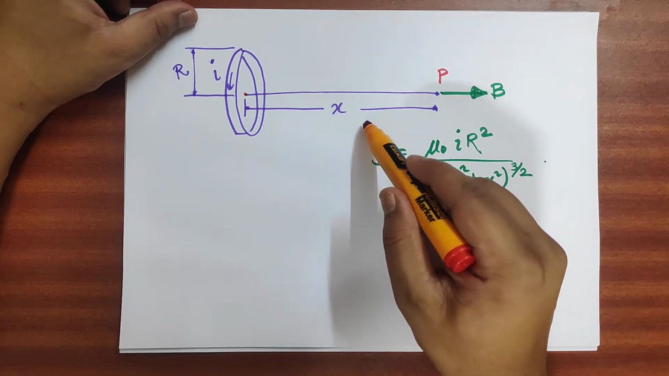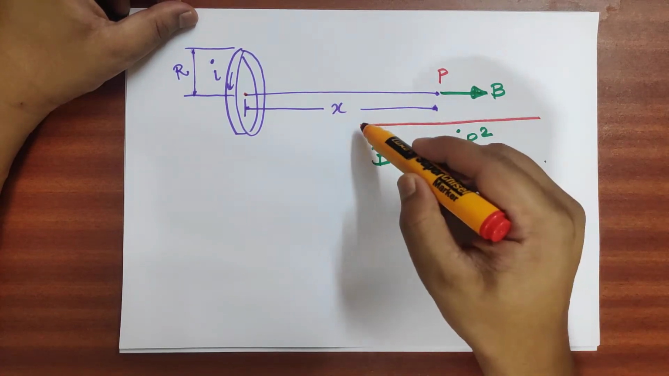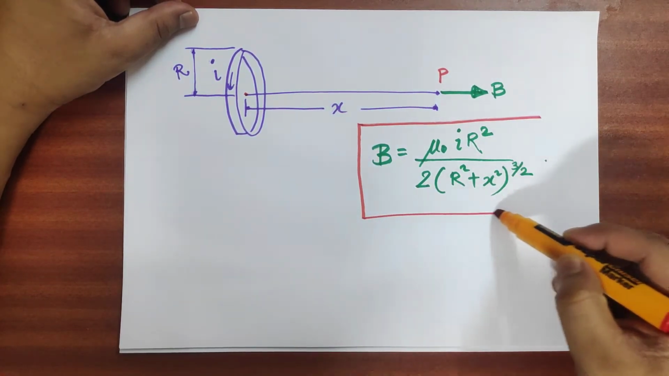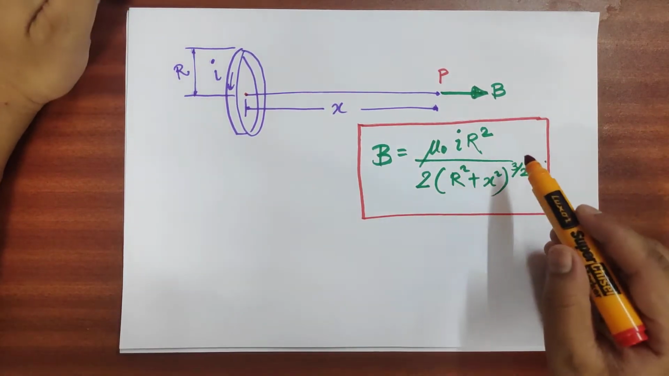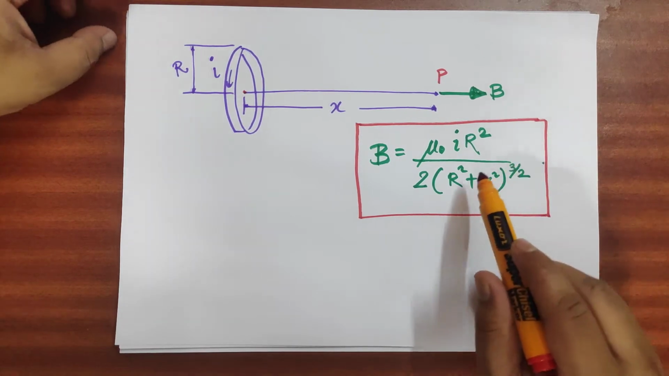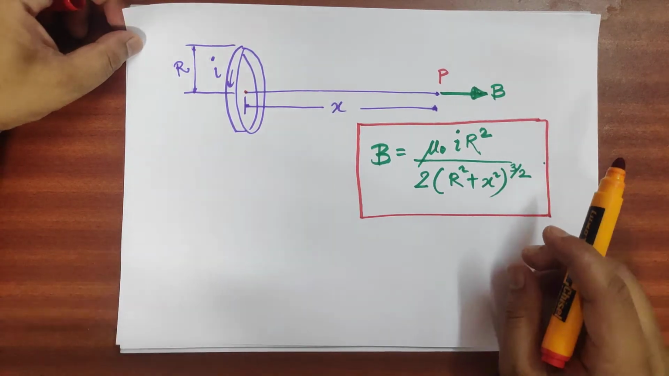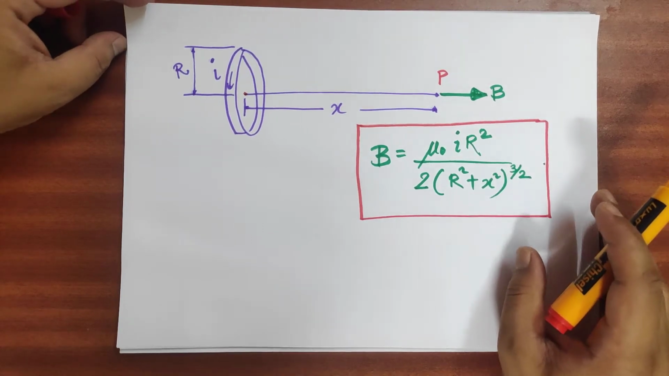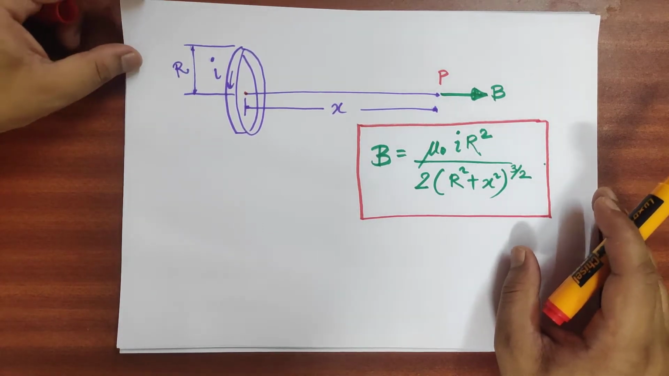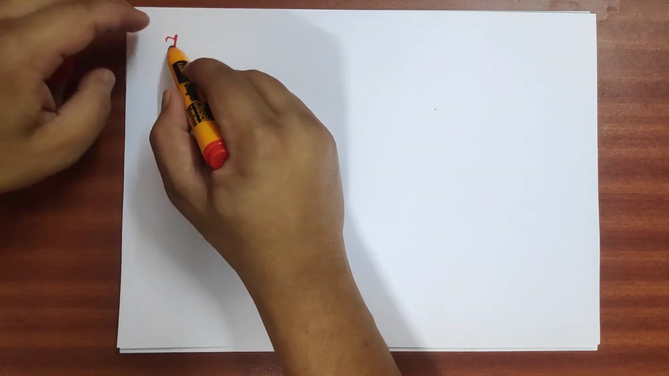This ring, or this coil, axis of the circular current carrying coil, and this was the formula of the magnetic field: mu naught I r square by 2 r square plus x square to the power 3 by 2. From this idea we will derive the field on the axis of a solenoid, inside the solenoid. So this will be question number 7.